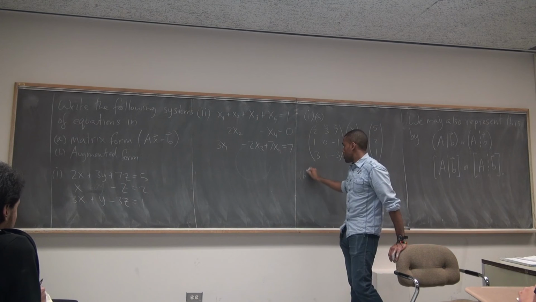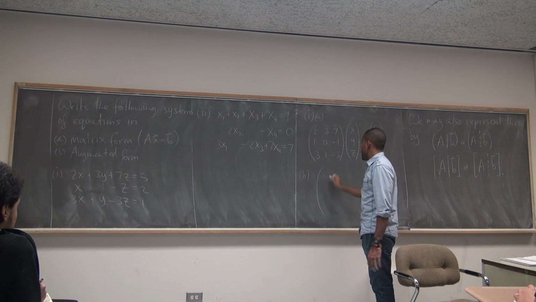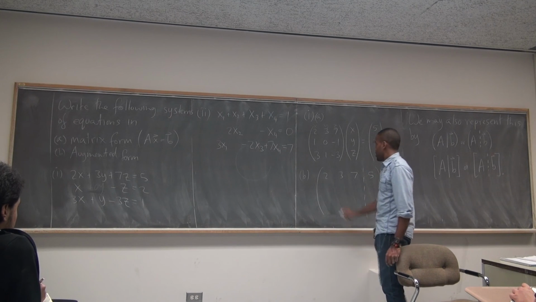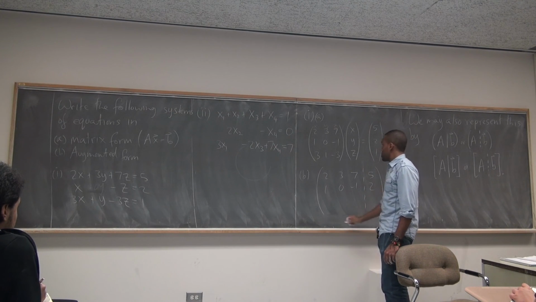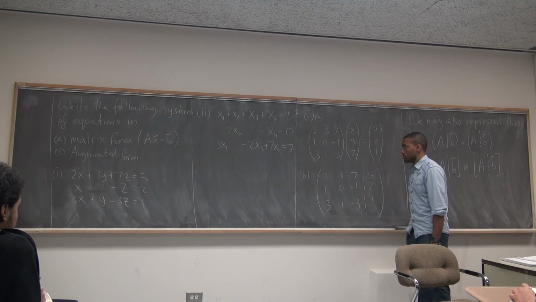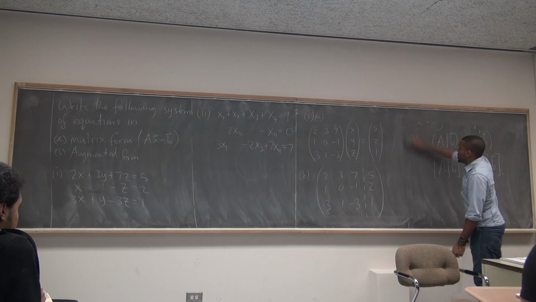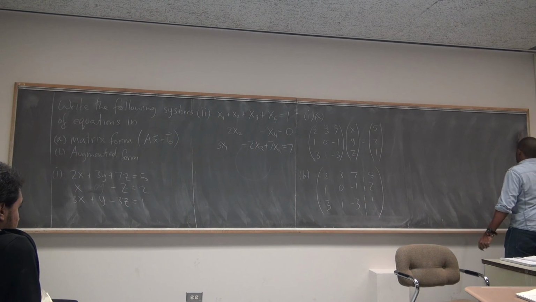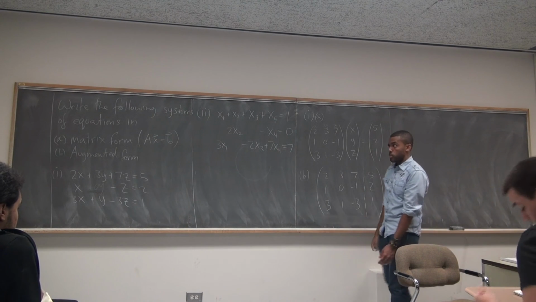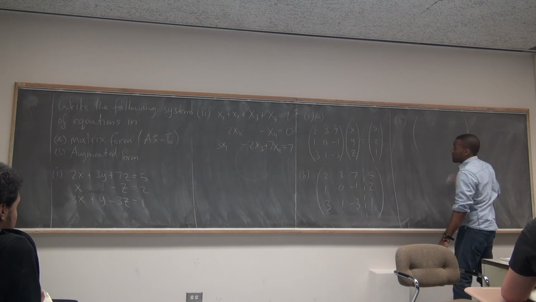What's the augmented form? What would it look like? 2, 3, 7, 5. One big matrix: 2, 3, 7, 5. Then 1, 0, minus 1, 2. Then 3, 1, minus 3, 1. This is going to be the first main step into solving any system of equations in a systematic format, which I'll show you next time. The second one is essentially the same.